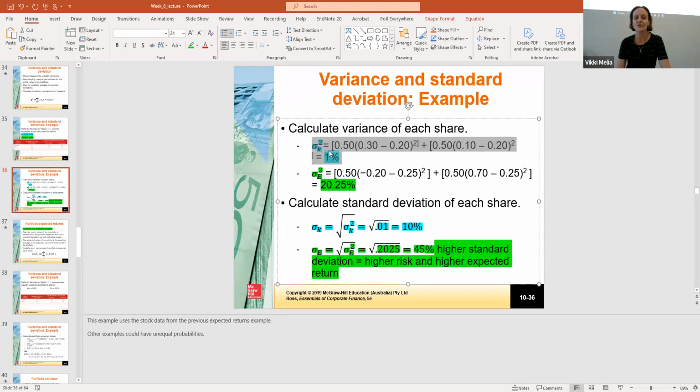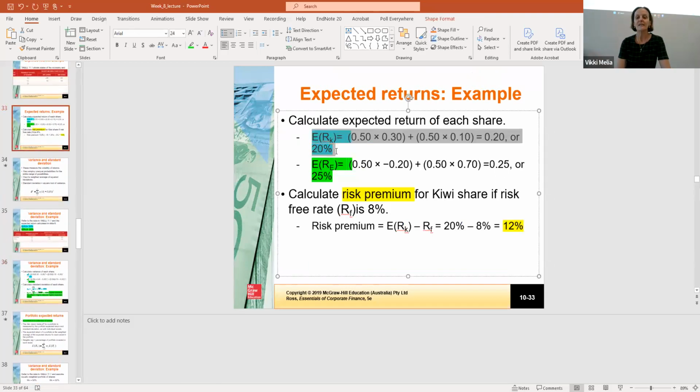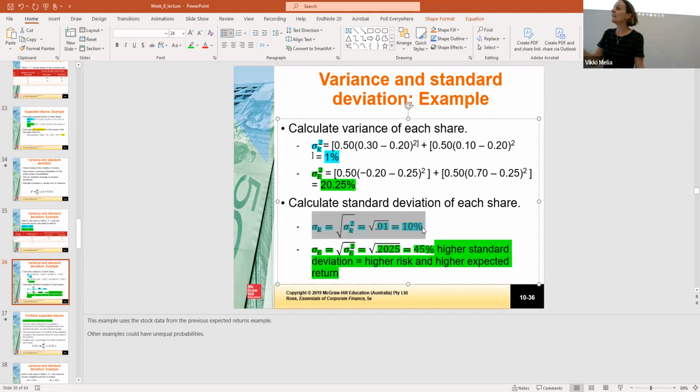For example, you might choose shares in Kiwi and focus on the calculations for Kiwi. So we calculated the expected return for Kiwi. The expected return was 20%. Then we calculated the variance for Kiwi, and then we took the square root of the variance to get the standard deviation. So we calculated the expected return and the risk for a single asset, for Kiwi. But we can apply very similar calculations to a portfolio, to a collection of assets.